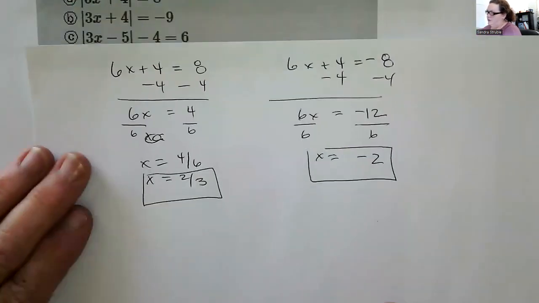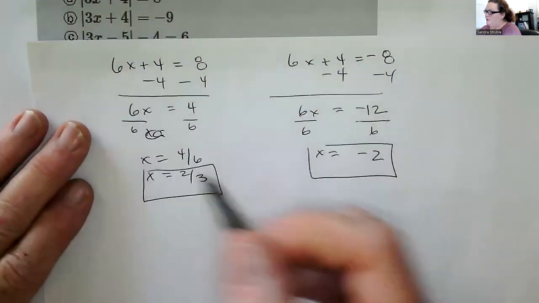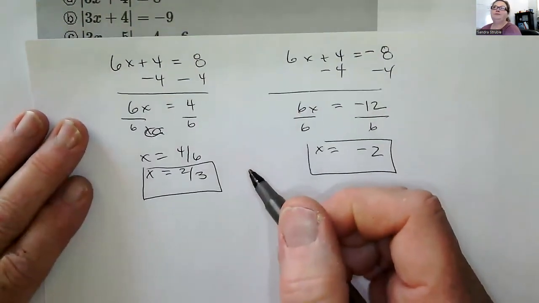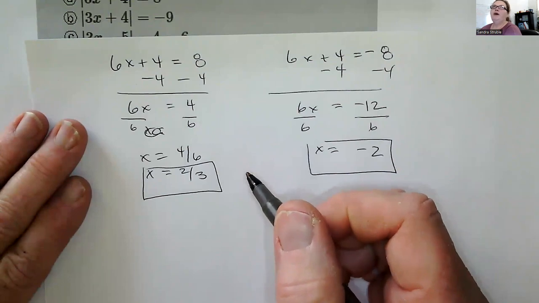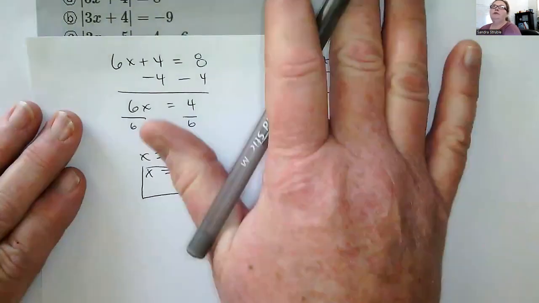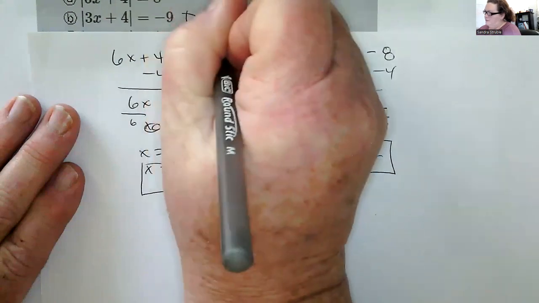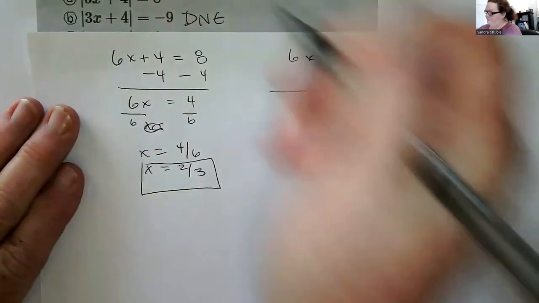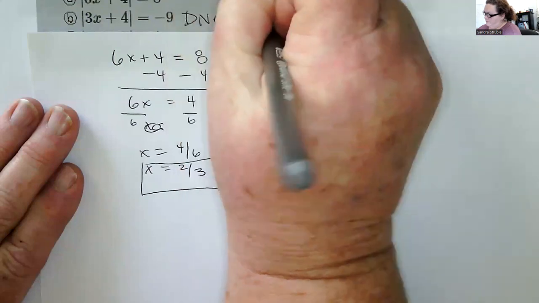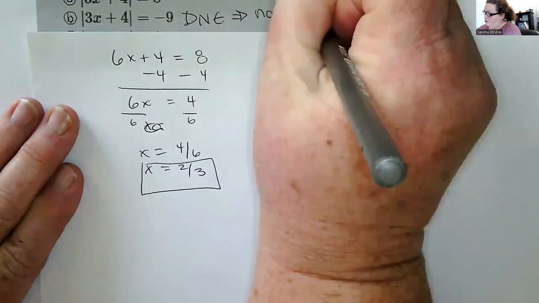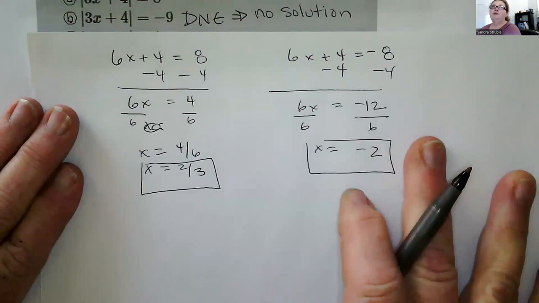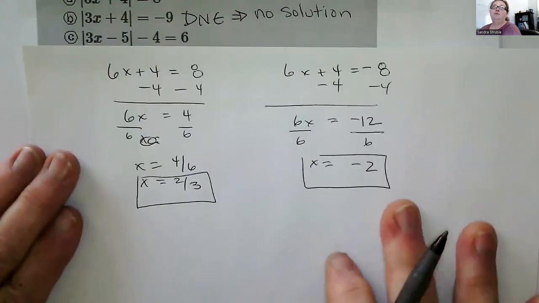All right, the next one is 3x plus 4 is equal to negative 9. I just said, if you have an absolute value, it cannot equal a negative number. This is a DNE. Does not exist. There's no solution. There's no way that absolute value is going to provide us with a negative number. So let's go to the next one.